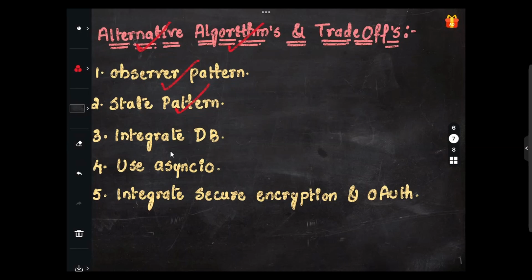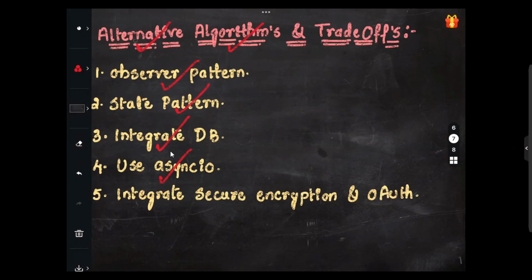You can use the state pattern wherever you need to handle multiple payment statuses, whether pending, failed, or refunded. The third one is integrating a real database. We could have gone with SQLite or Postgres for persistence. We can extend this, no worries.